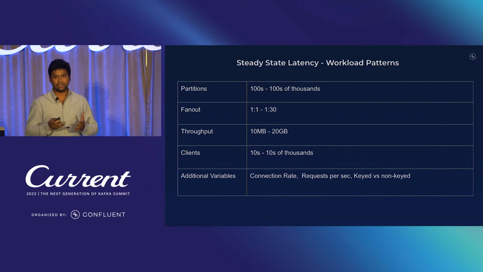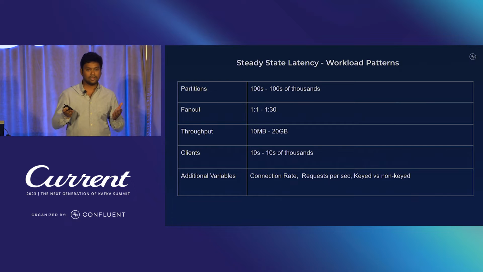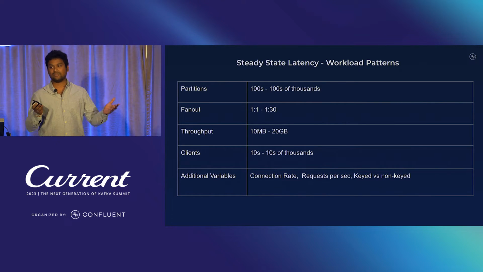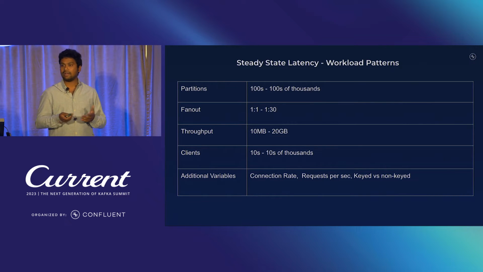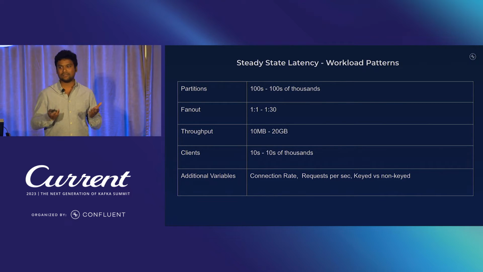We have workloads ranging all across the board, from hundreds of thousands of partitions. The fan out also varies quite a bit. Same with the throughput. We could go up to 20 gigabytes in throughput. We also have customers who do 10 megabytes of throughput. The additional variables are around connection rate, requests per second. The workloads can be keyed or unkeyed. So all these different workload patterns that we have.